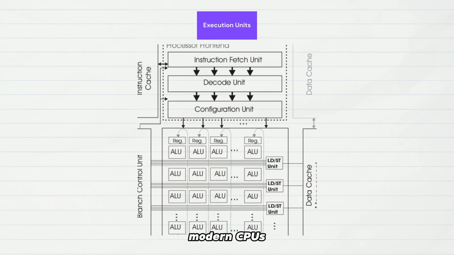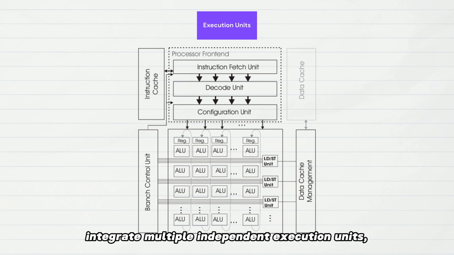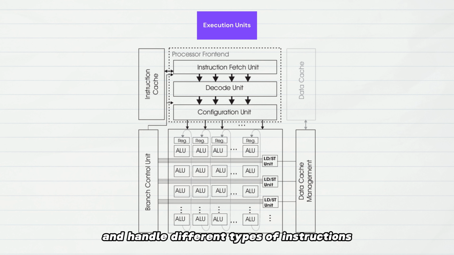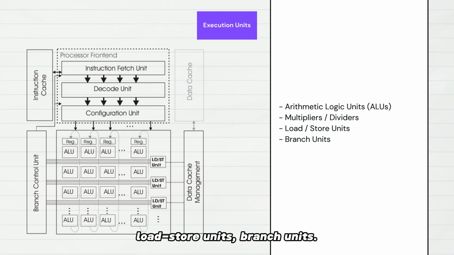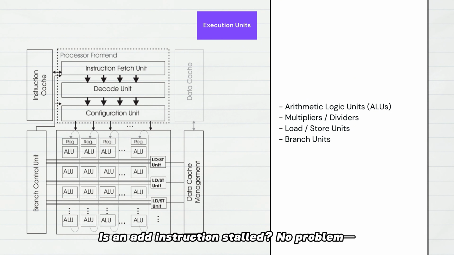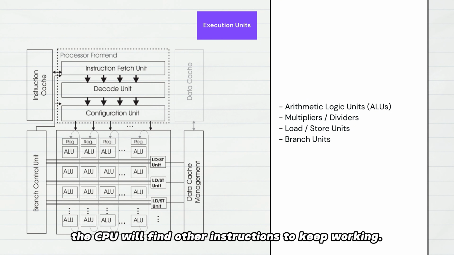Execution units. Modern CPUs integrate multiple independent execution units, each specialized to handle different types of instructions simultaneously. Common execution units include arithmetic logic units, multipliers, dividers, load and store units, and branch units. Each execution unit operates independently, enabling true parallelism. Is an add instruction stalled? No problem. The CPU will find other instructions to keep working.